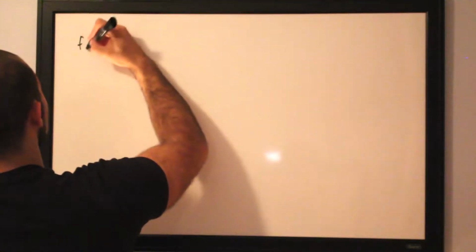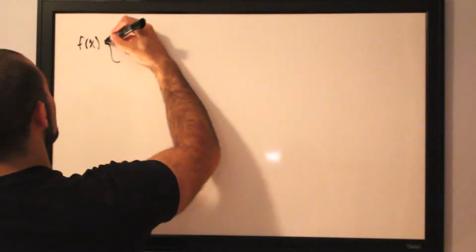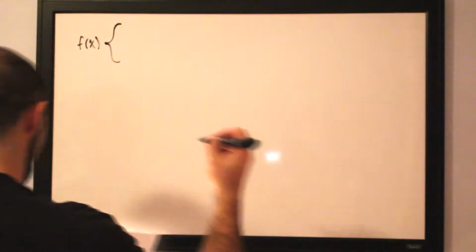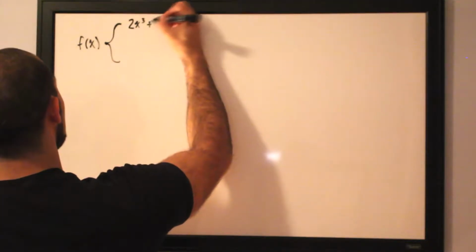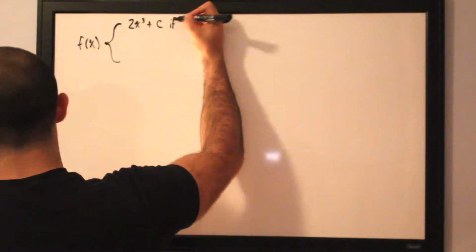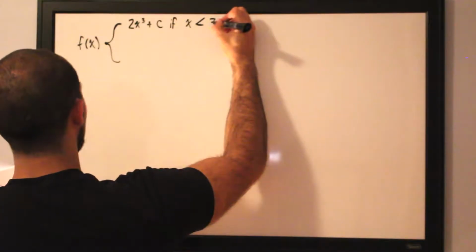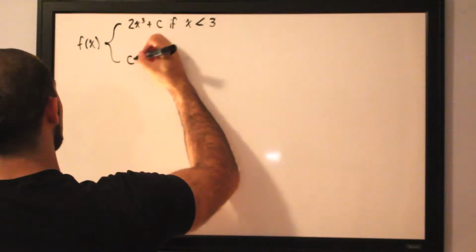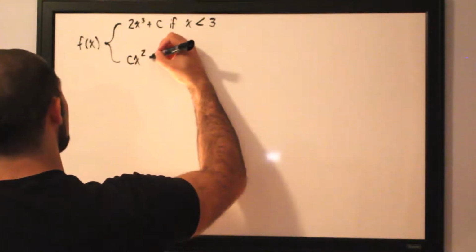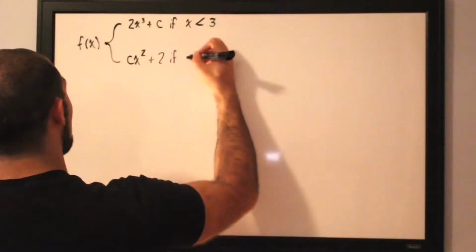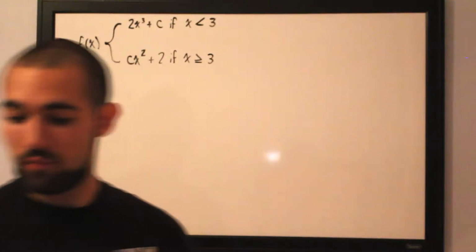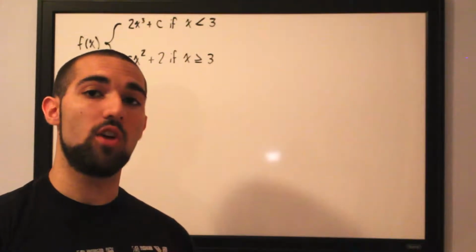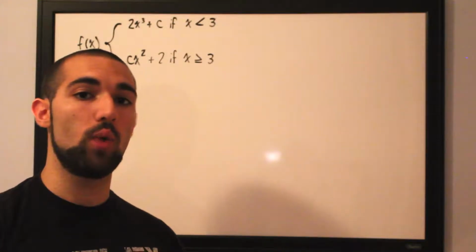Say we had a function f of x defined piecewise as 2x to the third plus c if x was less than 3, and cx squared plus 2 if x was greater than or equal to 3. The first thing that we would do is we know that there's going to be a discontinuity at 3 if we don't plug in the right c value.